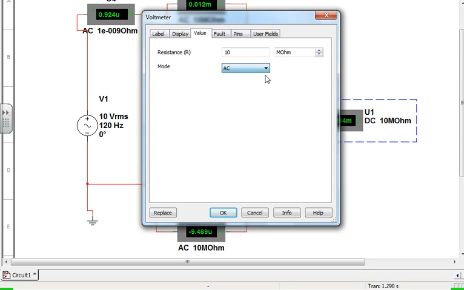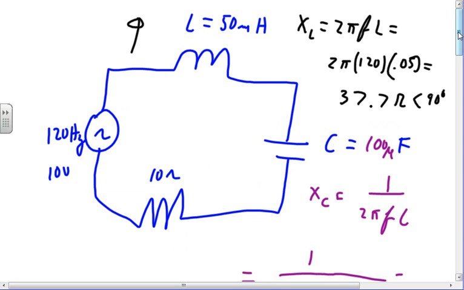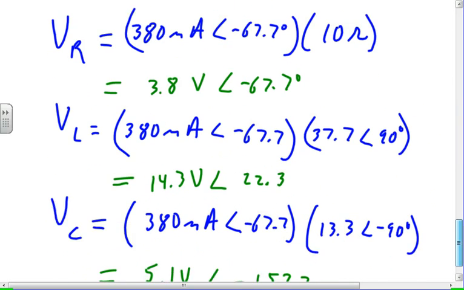Last time I did that to you, I had a DC voltmeter in one of those problems on your final exam yesterday, and it shouldn't have been.